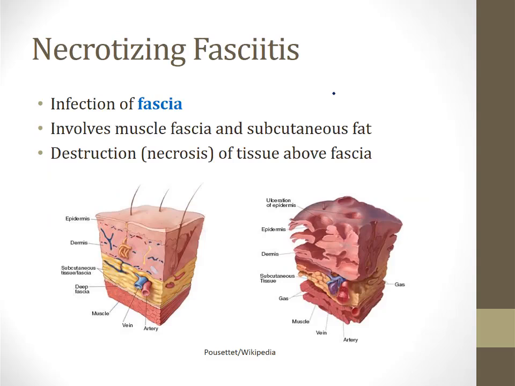So now we've talked about impetigo, which is a superficial skin infection involving the epidermis. We've also talked about cellulitis and erysipelas, which is an infection involving the dermis.